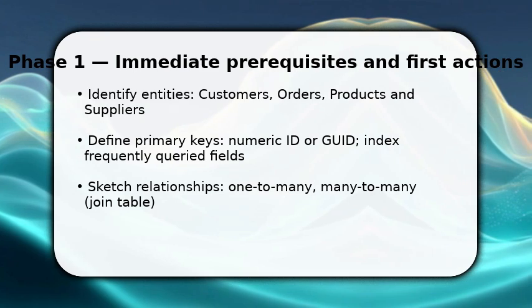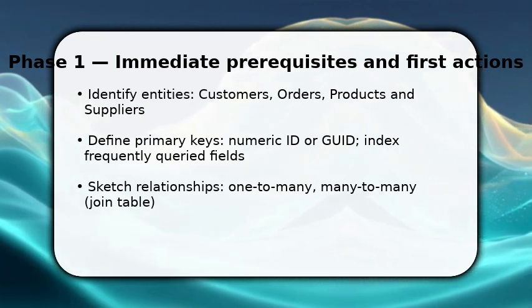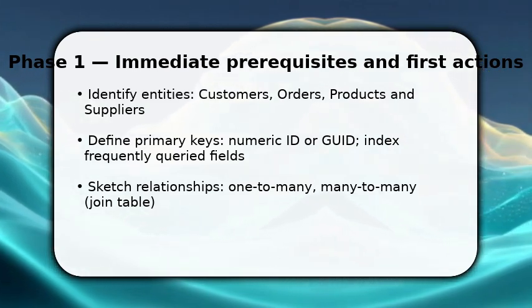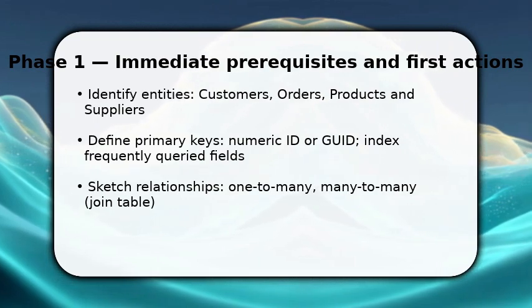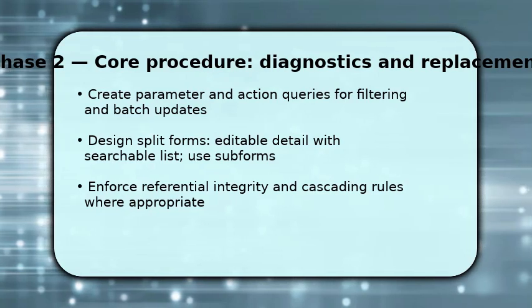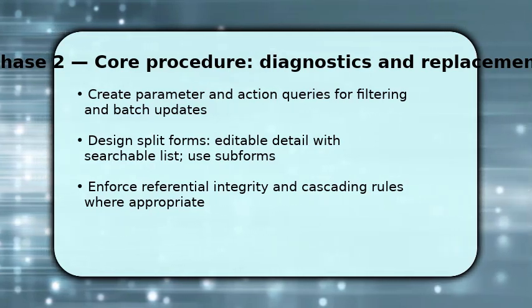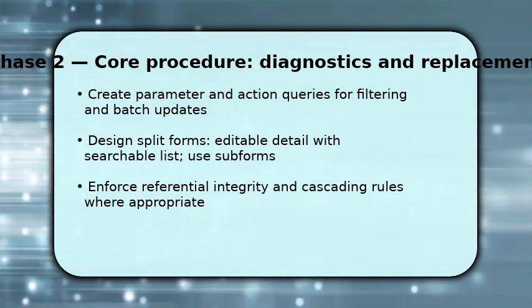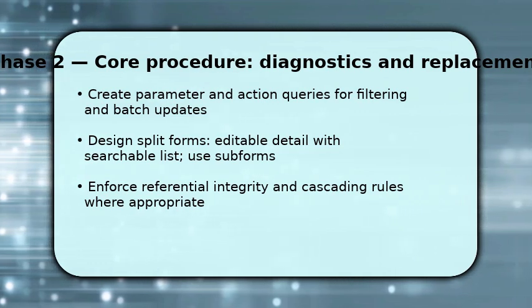Begin creating one-to-many relationships and plan any many-to-many join tables. This first action shapes forms, queries, and reports downstream. Now construct queries that transform data into actionable views. Use parameter queries for dynamic filters and action queries for controlled bulk changes.